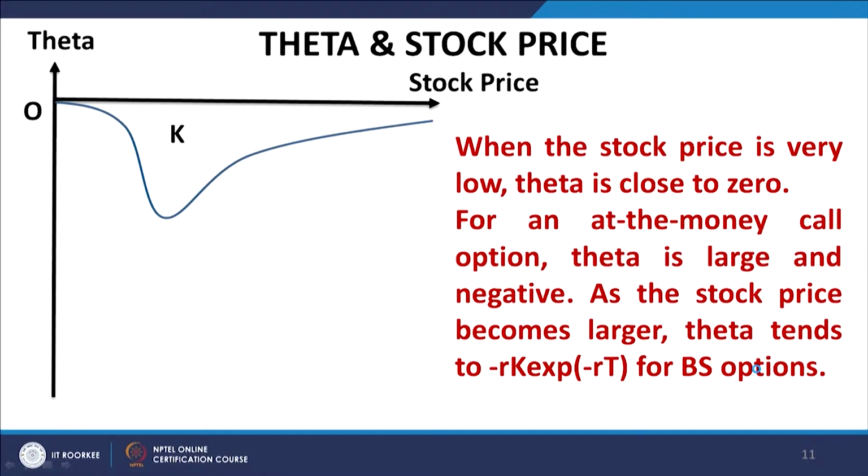For out of the money call options, because they have very insignificant time value attached to them, if they are deep out of the money, the theta value approaches 0. And in the case of in the money call options, the theta value approaches an asymptotic value of minus rK exponential minus rT as the stock price increases.